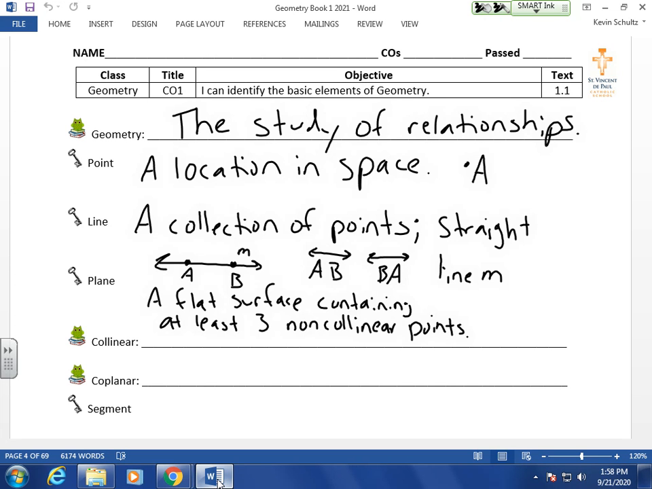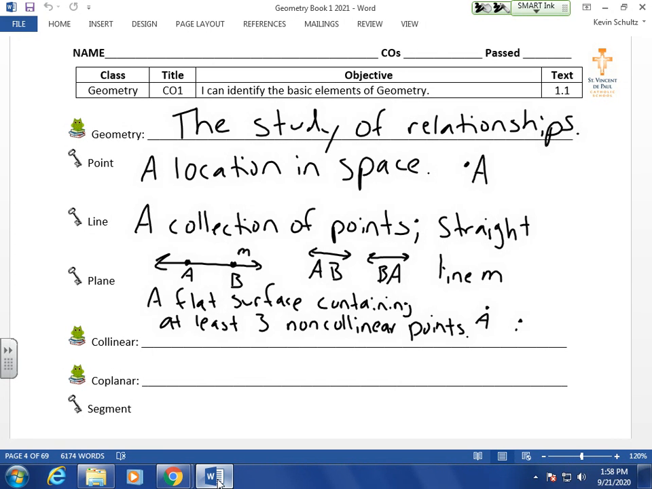Yeah? Collective lines. Not quite. Luke? Multiple lines connecting to each other. No, not really. The word collinear refers to points that make a line. So the word non-collinear would be points that do not make a line. A flat surface containing at least 3 non-collinear points.